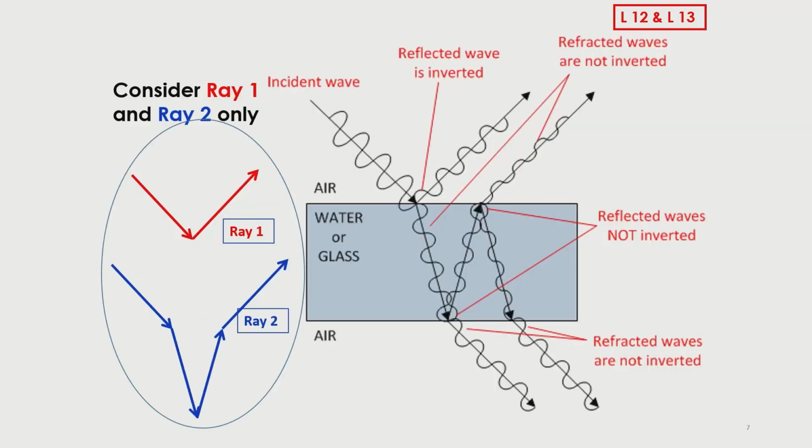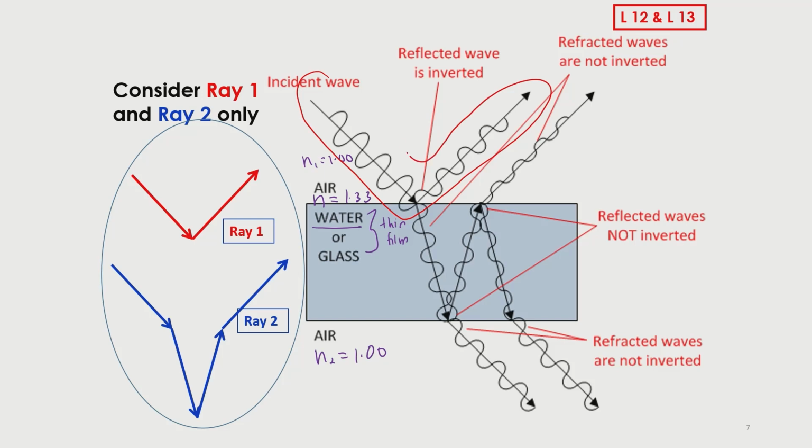As you can see from the diagram, there are three media, which are air with refractive index of 1, and water or glass as the thin film. I'll use water in this example. The refractive index of water is 1.33, and the third medium is air. The refractive index of air is 1.00. In this diagram, I will consider only ray 1 and ray 2. Okay, this is ray 1.